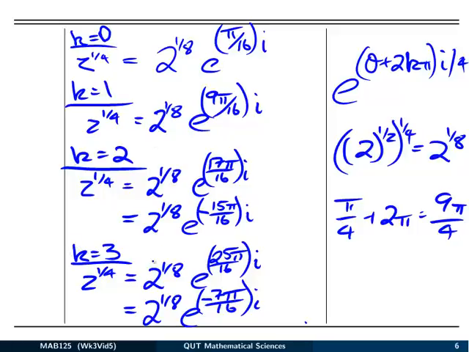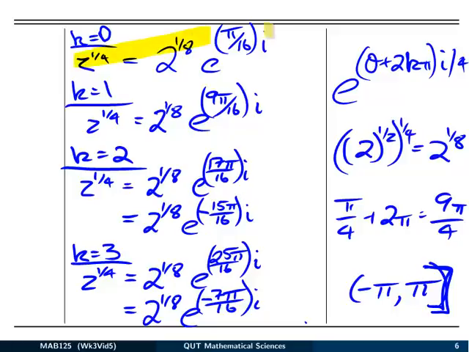2 to the 1 on 8 stays the same all the way throughout. That doesn't actually change, just the angle does. So you may have just written down 17 pi on 16 and 25 pi on 16. The only thing I'll ask you to do here is remember that we like to put our arguments in principal argument form, so between minus pi and positive pi. So what I've just done there is converted that back to principal argument form.